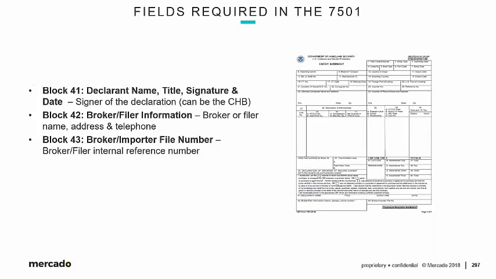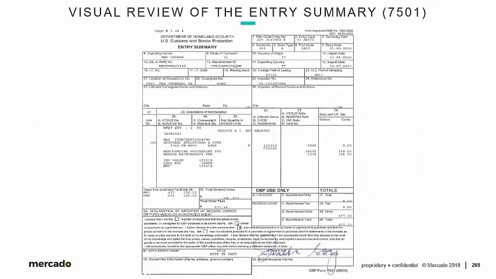That's the signer of the 7501, which can be the custom house broker, obviously. Block 42, the broker/filer information, broker or self-filer name, address, and telephone. And then block 43, the import file number. That's the internal reference number used by the broker/filer. As we can see, some pretty detailed stuff, all the way up to 43 fields.